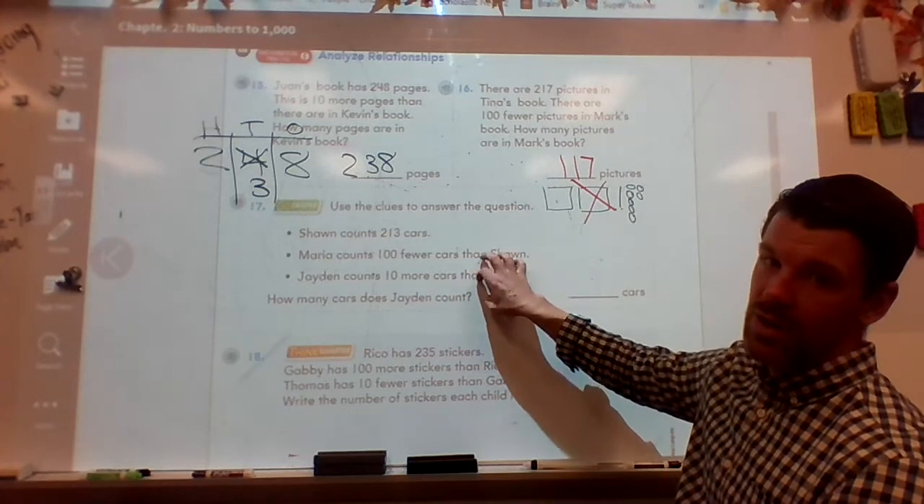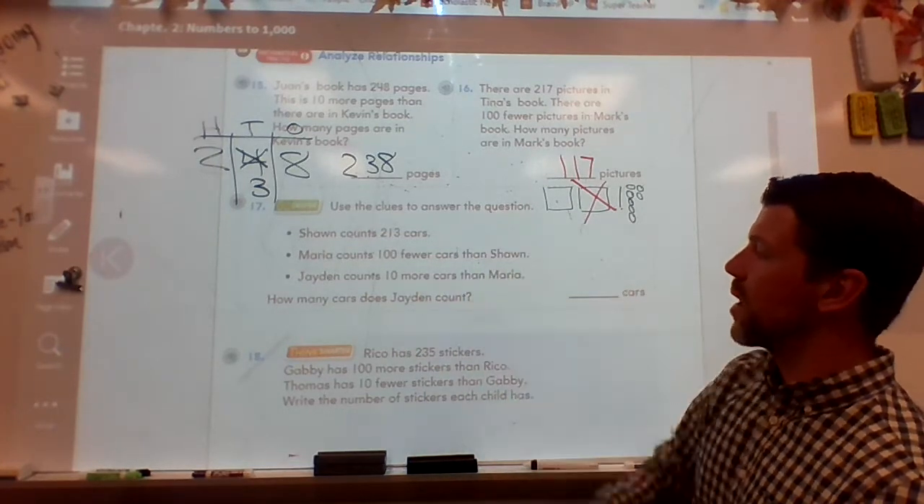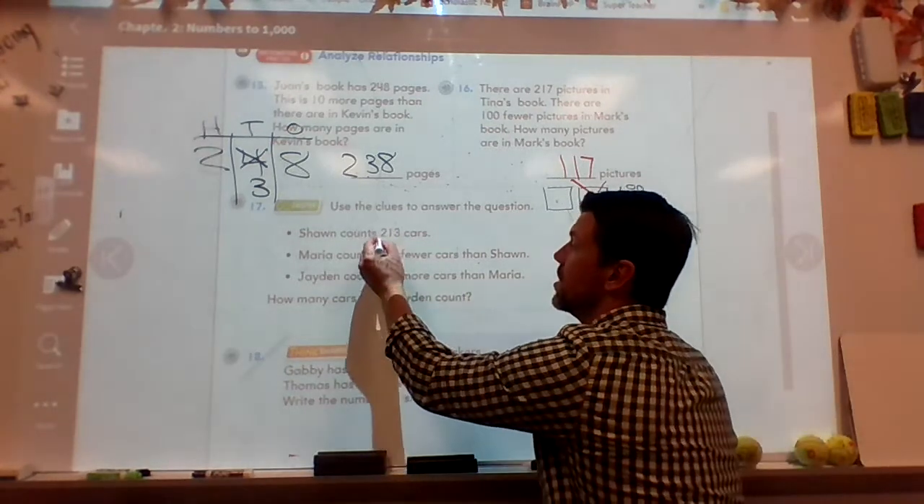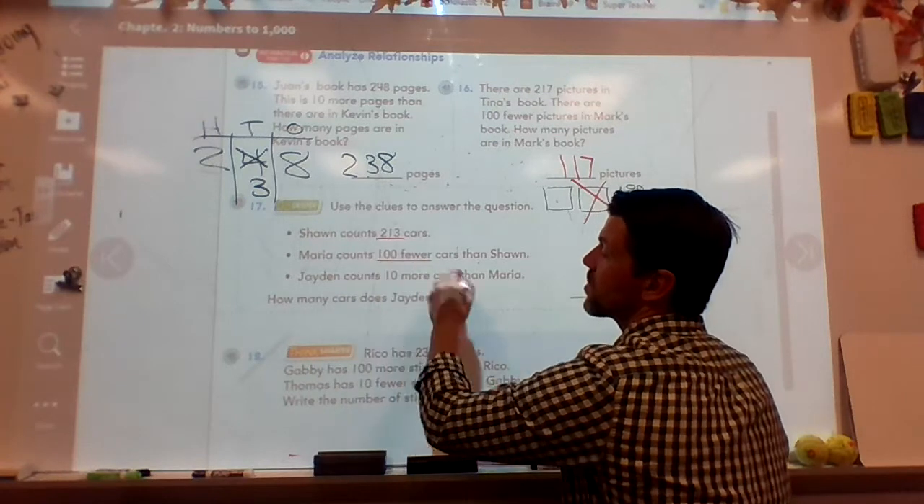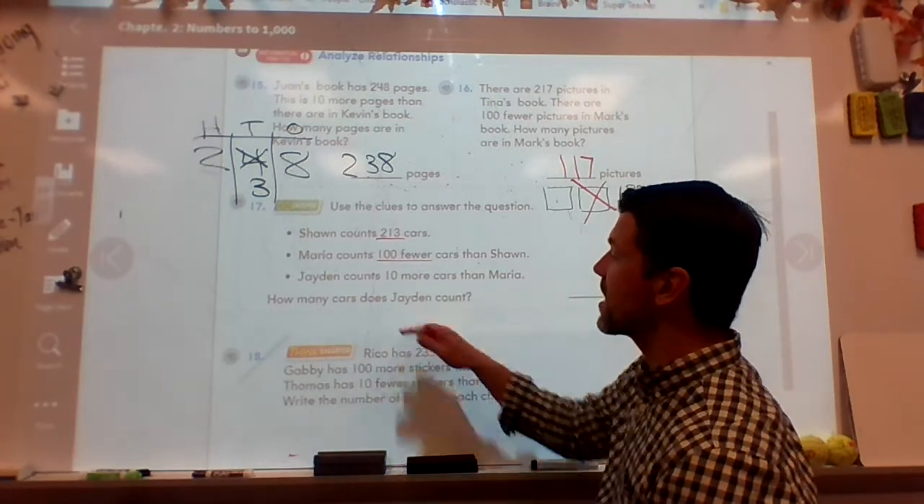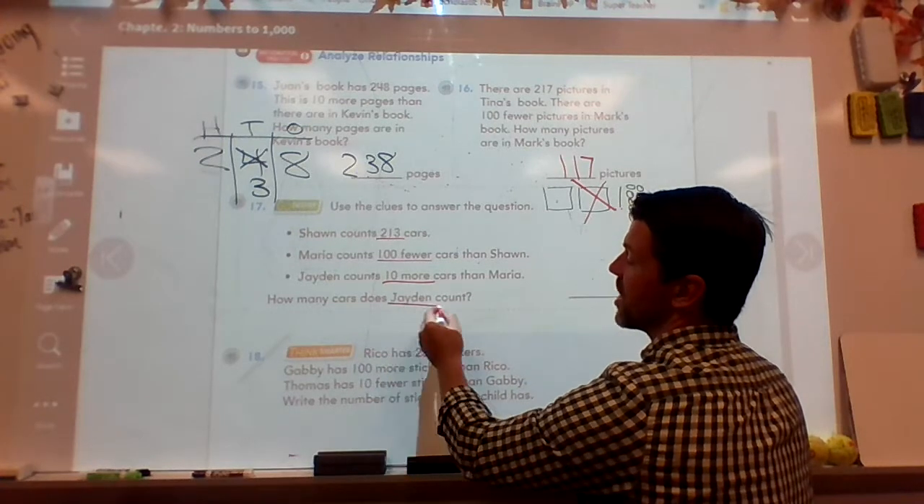This one, we're going to go a little bit deeper for number 17. It says, use the clues to answer the question. Sean counts 213 cars. Maria counts 100 fewer than Sean. Jaden counts 10 more than Maria. How many does Jaden count?